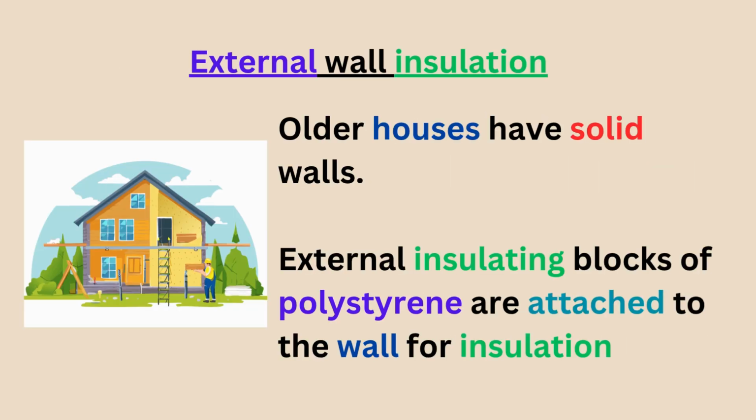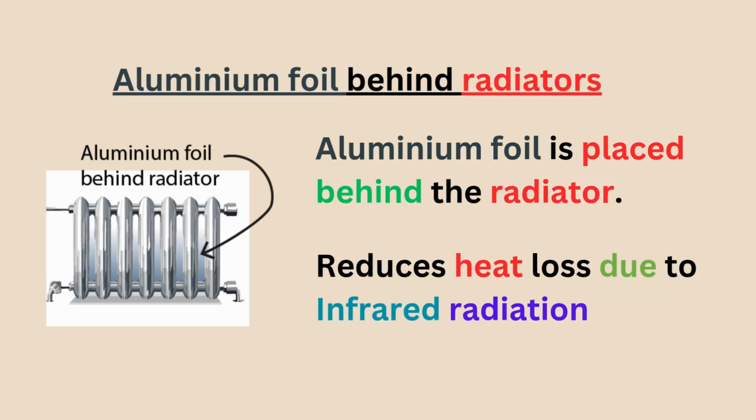Older houses have solid walls, so external insulating blocks of polystyrene are attached to the wall for insulation. This is because cavity wall insulation would not be suitable, because there isn't a cavity inside the solid wall. The way the external insulating blocks work is because polystyrene is a good insulator or poor conductor, it will reduce conduction.